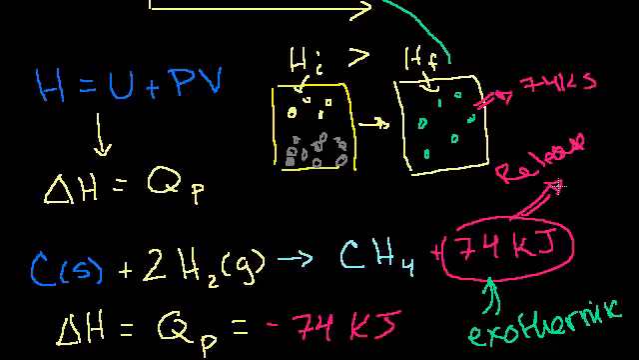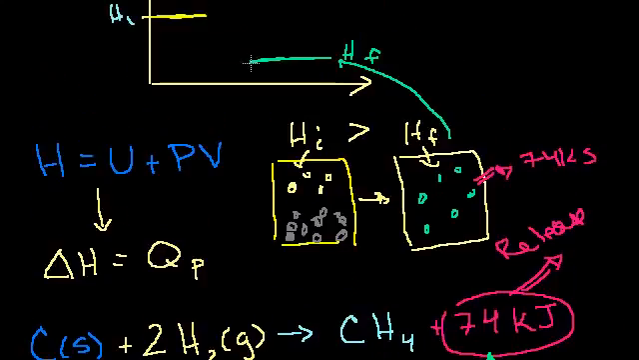Now, if you want to go the other way, let's say we wanted to go from methane and go back to its elements, you have to add heat into the reaction. If you wanted to go backwards through this reaction, upwards, you would have to add that heat content to get a positive delta H, and then you would have an endothermic reaction. So if a reaction releases energy, it's exothermic. If a reaction needs energy to occur, it's endothermic.